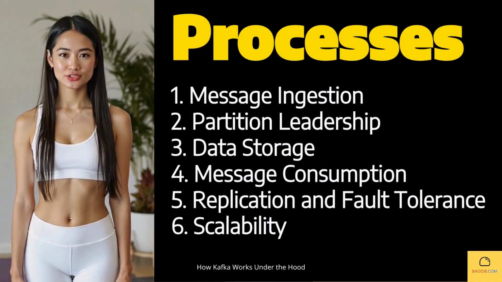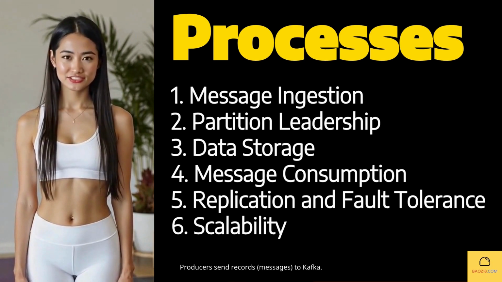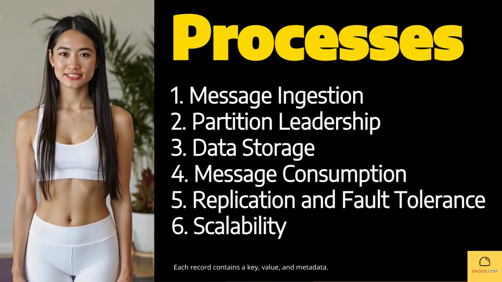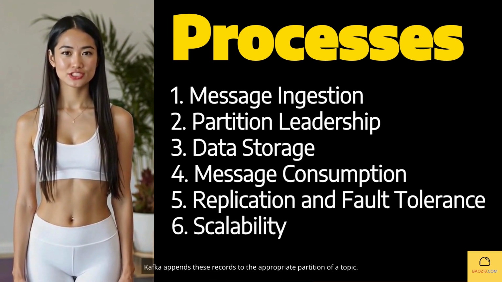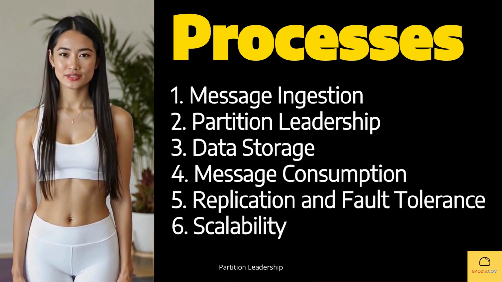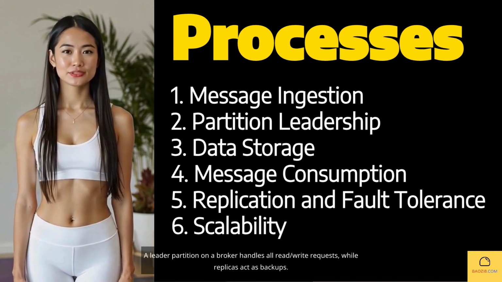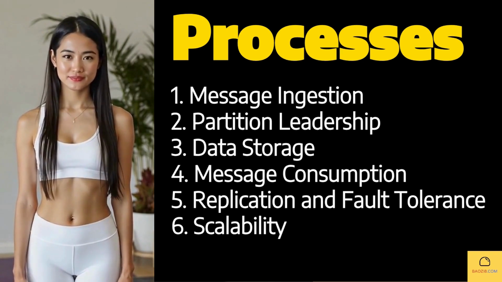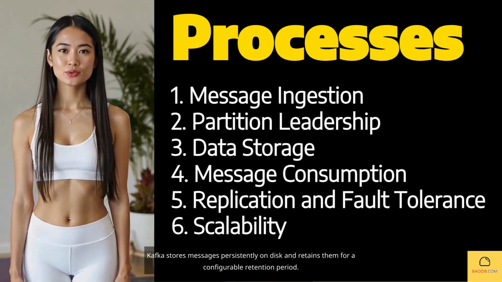How Kafka works under the hood. 1. Message ingestion. Producers send records, messages, to Kafka. Each record contains a key, value, and metadata. Kafka appends these records to the appropriate partition of a topic. 2. Partition leadership. A leader partition on a broker handles all read-write requests, while replicas act as backups. 3. Data storage. Kafka stores messages persistently on disk and retains them for a configurable retention period.